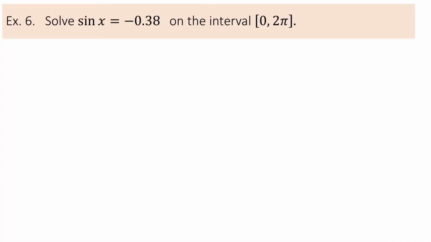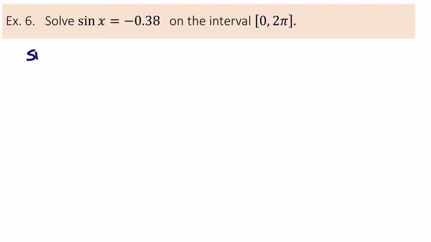With this example, we're asked to solve sine of x equals negative 0.38 on the interval 0 to 2 pi. The first thing we notice is that this negative 0.38 value is not one of our sine values for the special triangles on the unit circle. So we have to use a different technique. We're going to take the inverse sine of both sides.